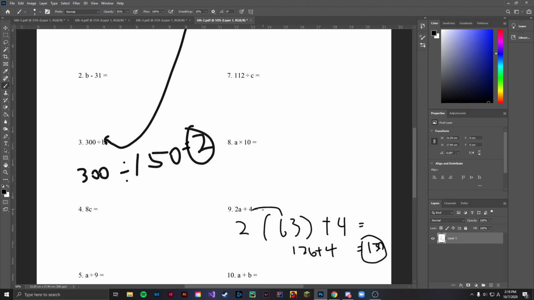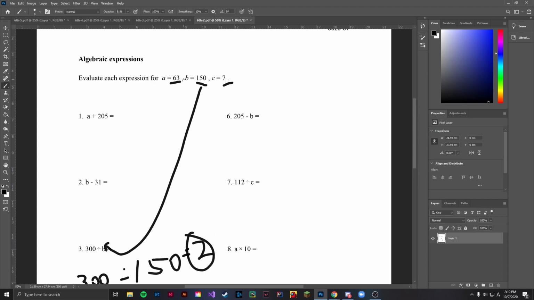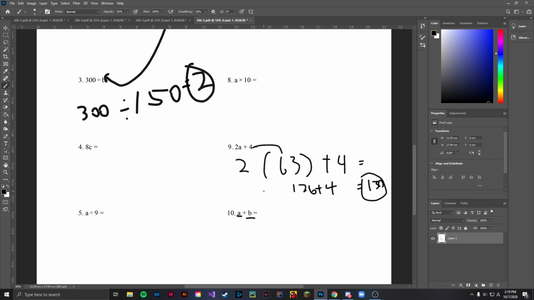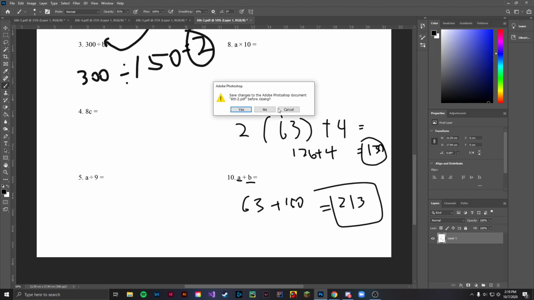Number 10. Wow, this one has 2 variables, A and B. So it's just A plus B. A is 63, B is 150. So you go down here, 63 plus 150. Do the calculations, and you get 213. That's your answer. This page is pretty simple. The others are really similar. If a number is in front of a variable, that means they're multiplied together. That's another important tip.